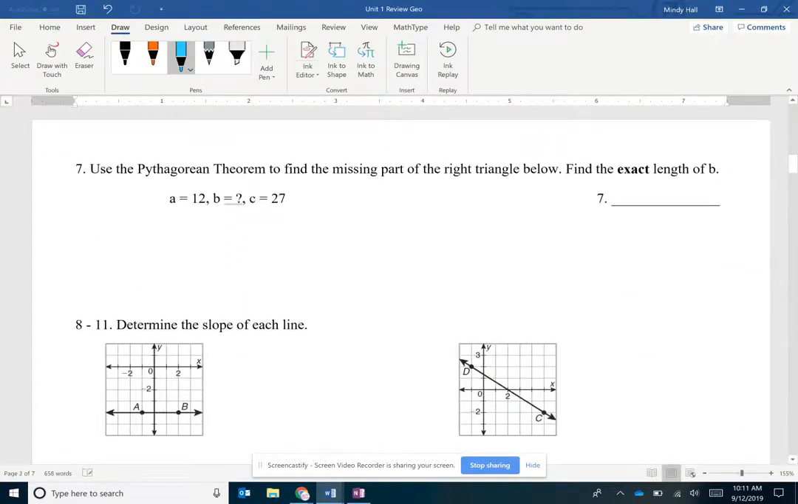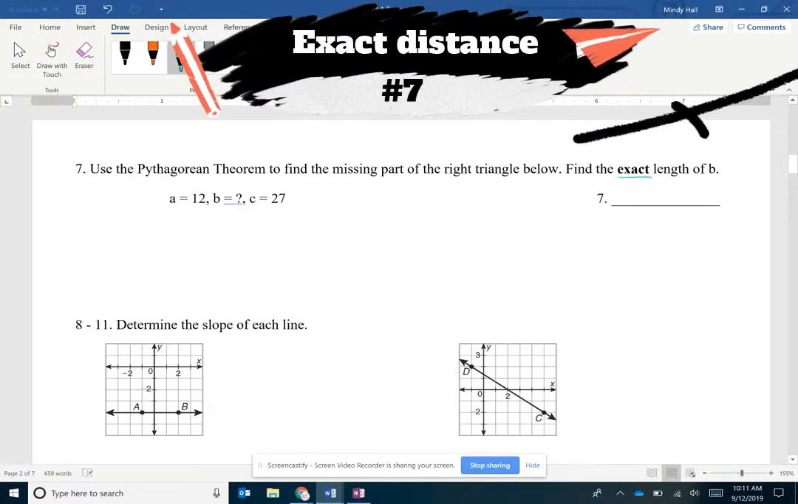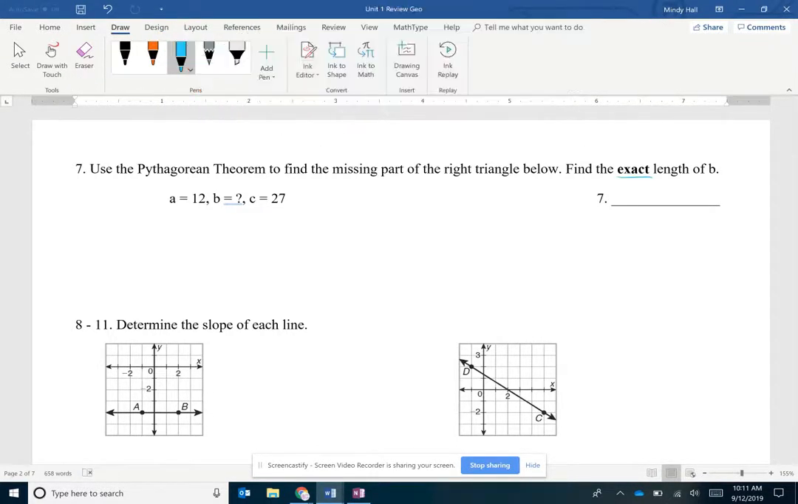Then, Pythagorean theorem again, but this time we want the exact length. Since my b is the unknown, I'm going to have 12 squared plus b squared equals 27 squared. 12 squared is 144, and 27 squared is 729. Then we subtract the 144, and we get that b squared is 585. Then we have to take the square root, but this is where we have to actually break it down.